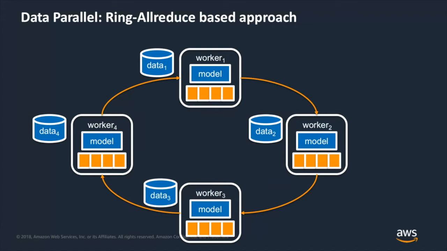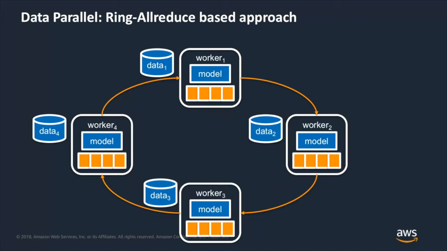The second approach is called the Ring-Allreduce based approach. In this approach, there are no servers. All the workers store the entire set of the parameters. Each worker works on its own input data and calculates the gradients based on that batch of data. And then when it's trying to calculate the global parameters for the next iteration, each worker will send a portion of the gradients it calculated to the next neighbor.